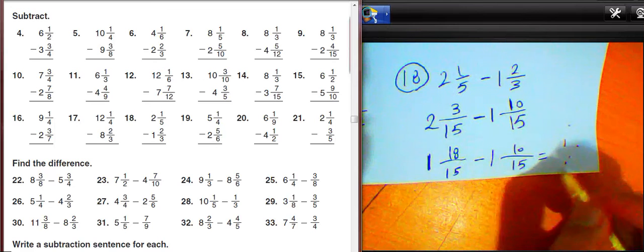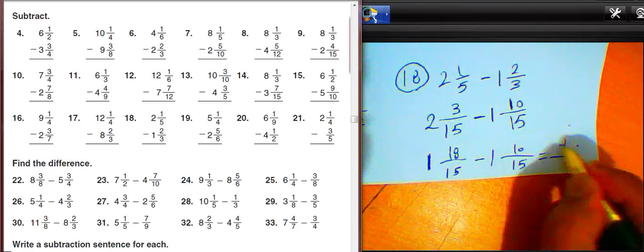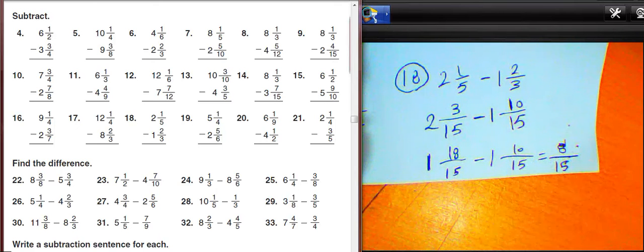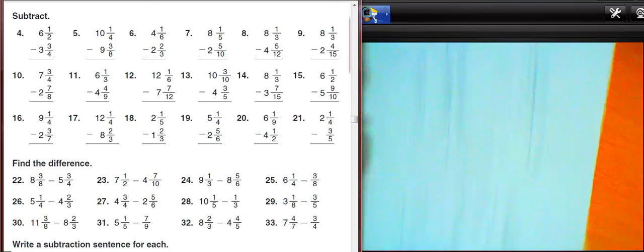Equals 18 over 15. Subtract 1 and 10 over 15. 1 subtract 1 equals 0. 18 subtract 10 equals 8. 8 over 15. So the result will be 8 over 15. It was question 18.